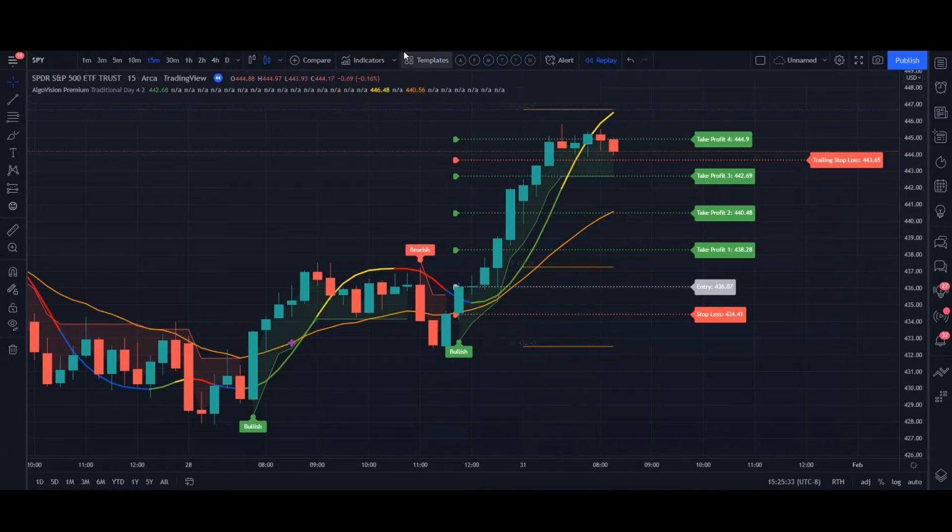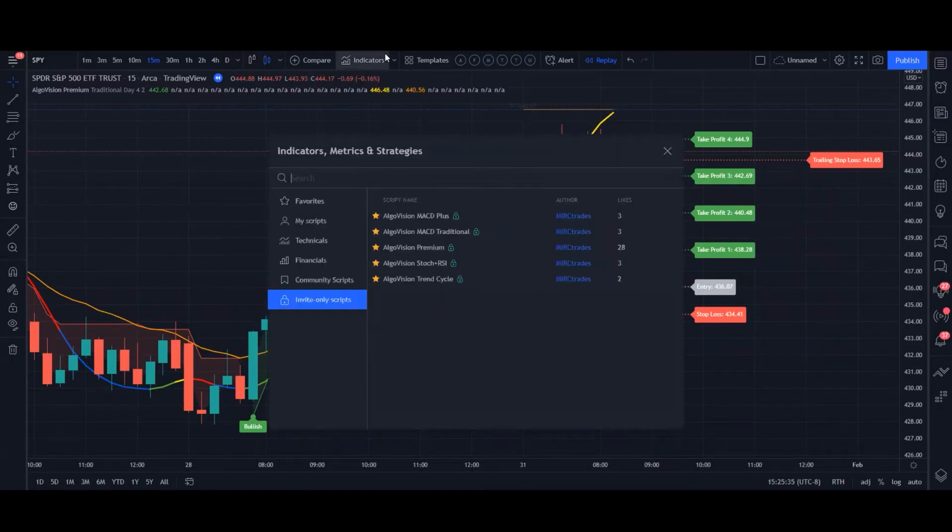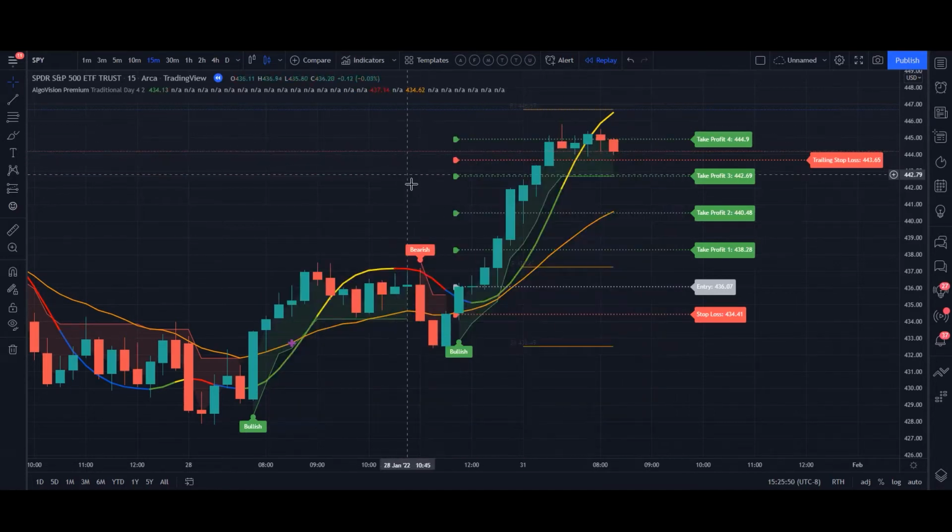What you're going to want to go ahead and do is go over to the indicators tab here, make sure you're on invite only scripts, and select AlgoVision premium. Of course, this is an invite only script, so you want to make sure that you are invited to it before moving forward. But anyway, go ahead and select on that, and it will appear on your chart like so.